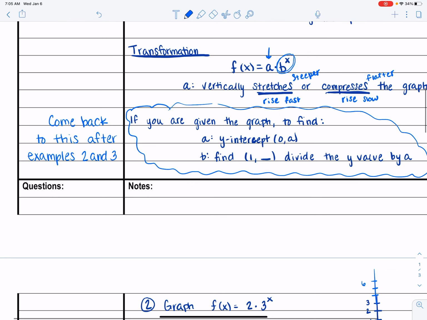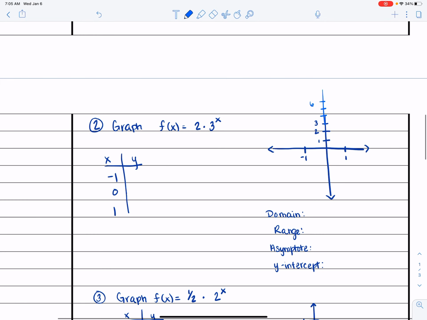Okay, so if I have f of x equals 2 times 3 to the x power, then I'm still going to plug in my numbers to find my points. So if I have 2 times 3 to the -1st power, you cannot multiply until you take care of your power. So remember PEMDAS, you have to do the exponent first. So I really have 2 times 1 over 3, because remember a negative exponent makes it a fraction. 2 times 1/3 is 2/3.